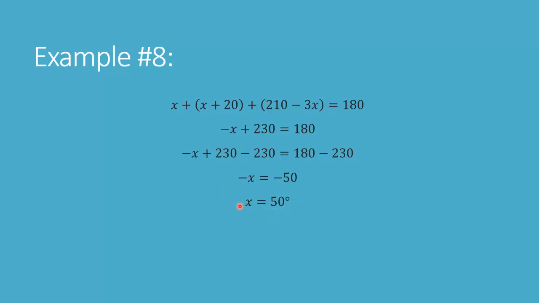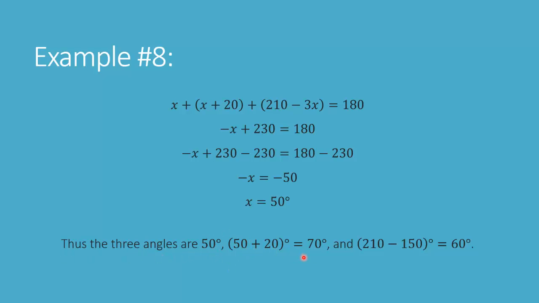Now that's not the final answer, because that only gives us our first angle. We need this angle and this angle. So the three angles are 50 plus 20, which gives us 70 for angle 2, and 210 minus 150, because 50 times 3 is 150, and that leaves 60 degrees. So this was a 50, 70, 60 triangle. And of course, if you check with your calculators, 50 plus 70 plus 60 is 180.